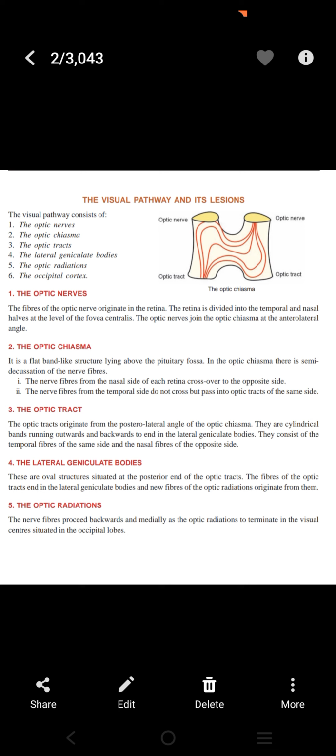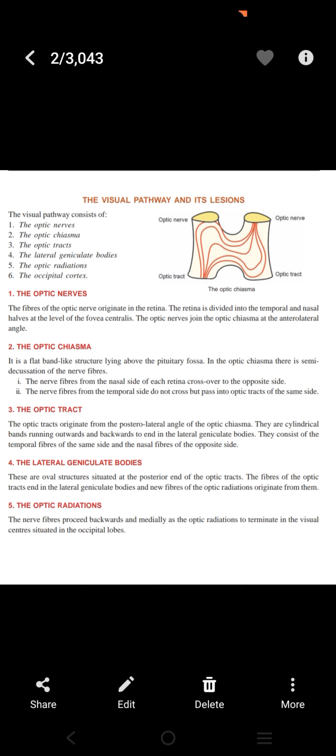Number 3. The optic tract. The optic tract originates from the posterolateral angle of the optic chiasma. They are cylindrical bands running outwards and backwards to end in the lateral geniculate bodies. They consist of the temporal fibers of the same side and the nasal fibers of the opposite side.